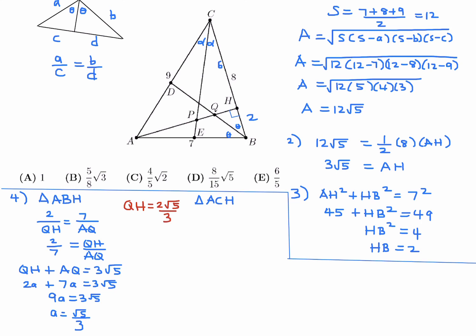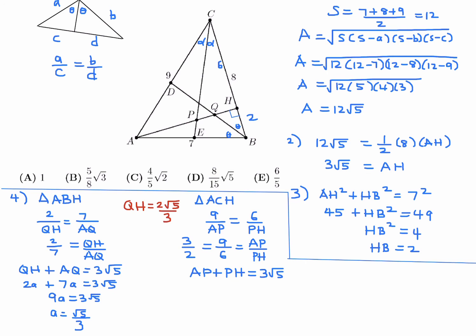Now we do the exact same story, but now on triangle ACH, using the angle bisector theorem. On that, we'll get the following: 9 over AP is the same as 6 over PH. And in a very similar way, let's isolate for the letters AP and PH. We also know that AP plus PH is equal to AH, as before, which is 3 root 5. And this ratio, in lowest terms, divide top and bottom by 3, is 3 over 2.